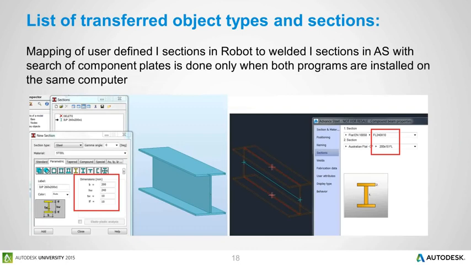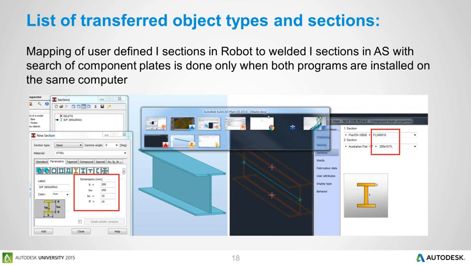I'd like to focus your attention on this particular feature of the link. User-defined welded I-shaped beams are tricky to map as they are built from plates in steel detailing programs rather than as a single shape as done in the structural ones. In the Robot to Advanced Steel link, the mapping searches for predefined plates, flat bars in Advanced Steel, which match with sizes and flanges defined in Robot. Let me show how this is done.